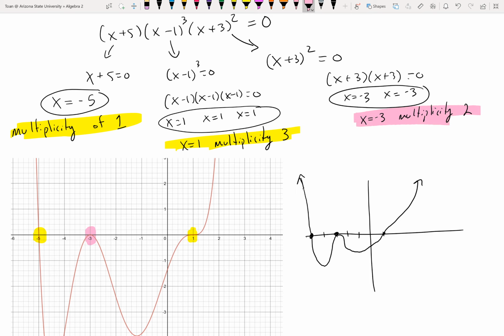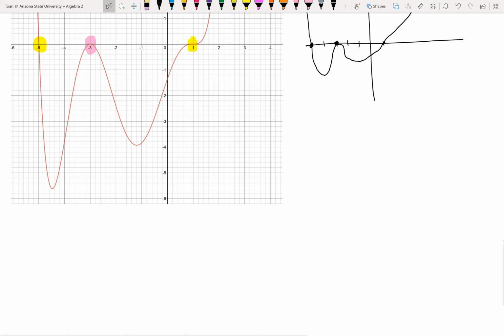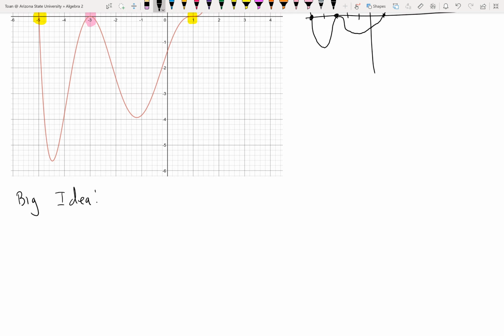So the only thing that separates the multiplicities of the yellow from the multiplicities of the pink is evenness or oddness. And that's sort of the big idea when it comes to what happens at the x-intercepts of polynomial functions. So let x equals c be a real zero, aka x-intercept, of a function f.